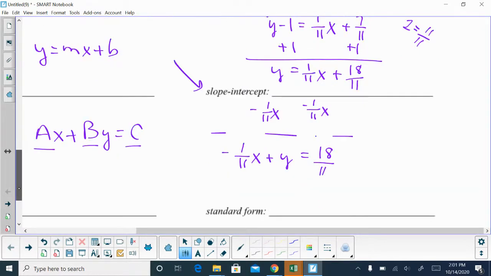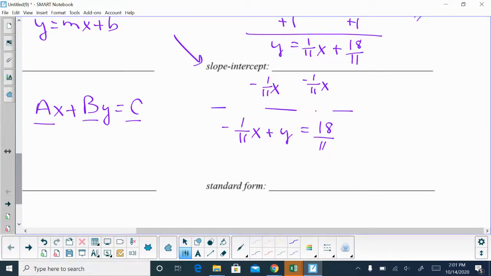Now I need to get rid of those fractions. Too much fun. Not really, but we got this. Okay, right now I'm dividing by 11. 11 is in the denominator. So how about we multiply everything by 11? And so when I do that, 11 times this negative 1/11 becomes negative x, because the 11 divides out the 11. 11 times y, 11y. And finally, 11 times 18 divided by 11 leaves me with simply 18. And so now I have my equation of a line in standard form.